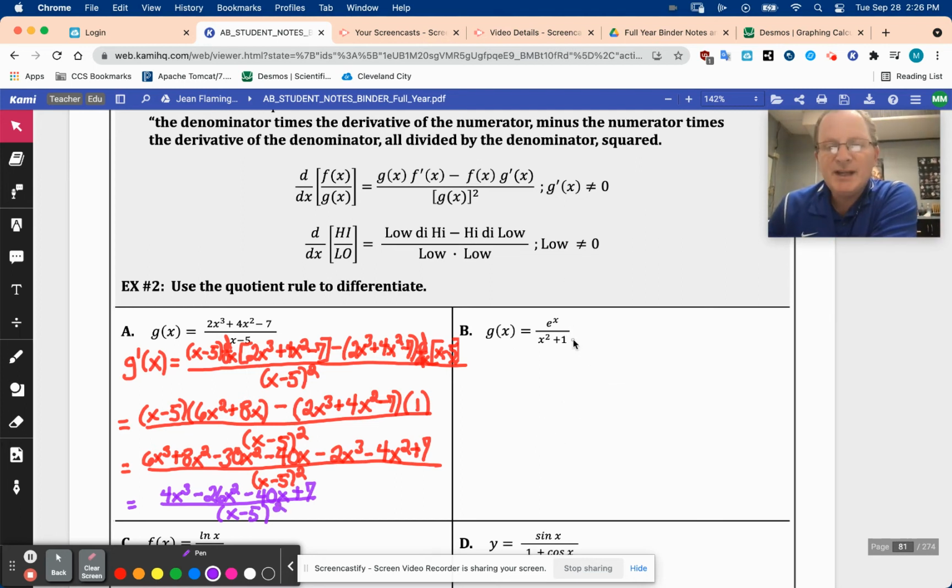All right, now on B, which is also, again, G. So G prime of x is equal to the bottom, x squared plus 1, times the derivative of the top. Minus, it's always minus on these quotients, minus the top times the derivative of the bottom.